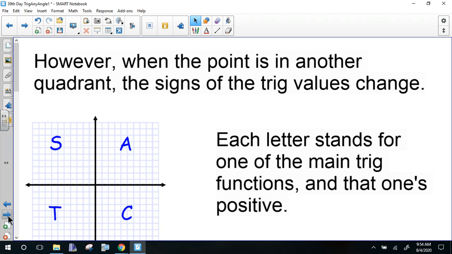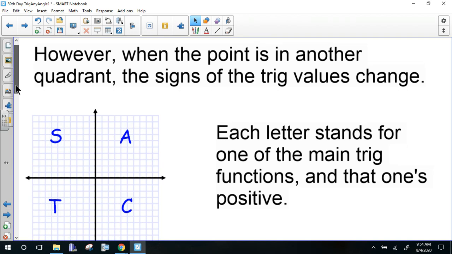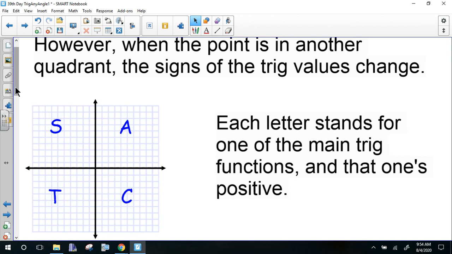So that point was in quadrant 1 of the coordinate plane, which everything is positive in that quadrant. But it's not the same in all the other quadrants. So when the point's in another quadrant, the sign of the trig values change. Here's a way to remember it. Each letter in these quadrants stands for one of the main trig functions, and that's the one that's always positive.